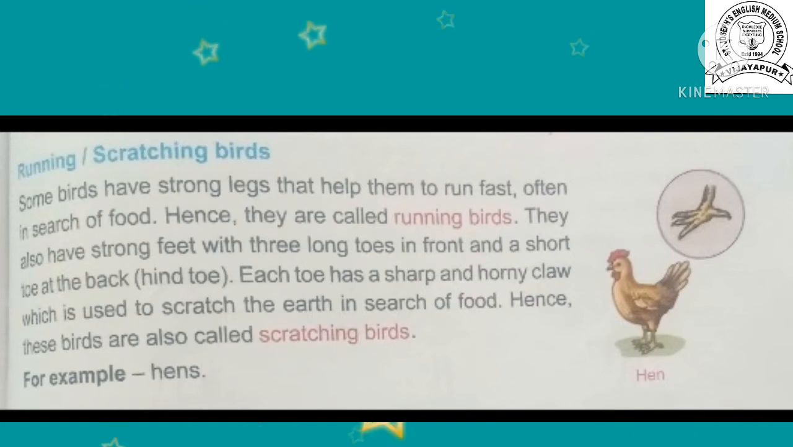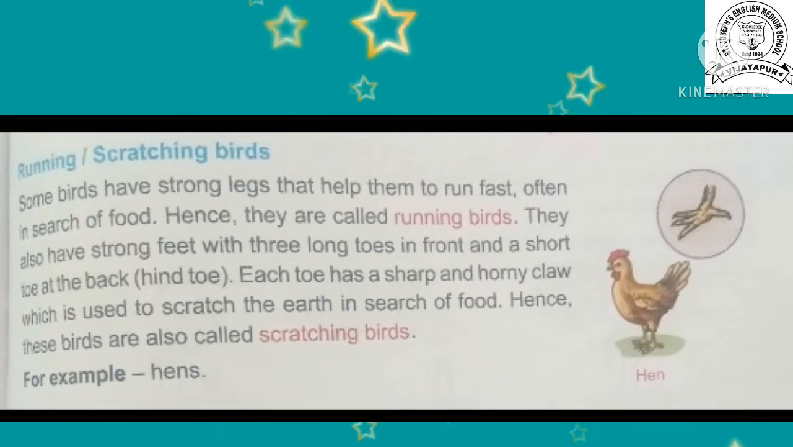Now the next one is, listen children, running or scratching birds. Some birds have strong legs that help them to run fast, often in search of food. Hence they are called running birds. They also have strong feet with 3 long toes in front and a short toe at the back. Each toe has a sharp and horny claw, which is used to scratch the earth in search of food. Hence these birds are called scratching birds. For example, hens.